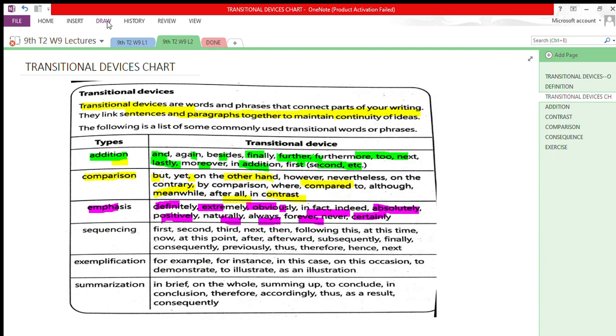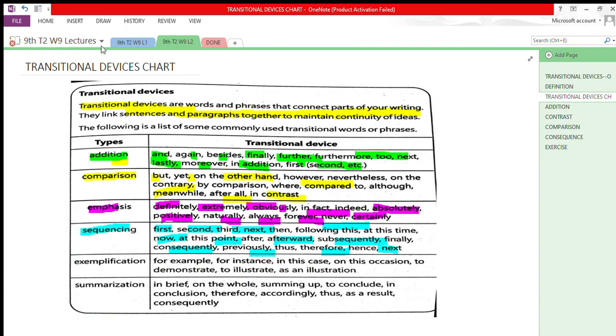If you are sequencing your ideas, arranging them first, second, third, then following this, at this time, now, at this point, after, afterwards, subsequently, finally, consequently, previously, therefore, hence, next. I'll give you the examples as well, okay?